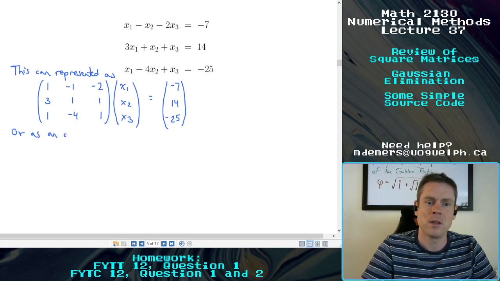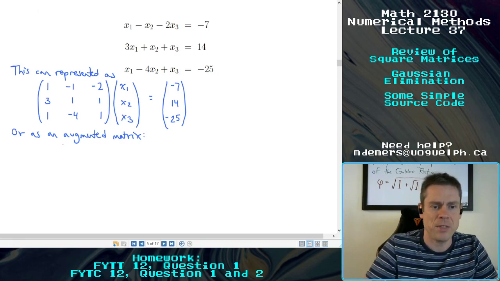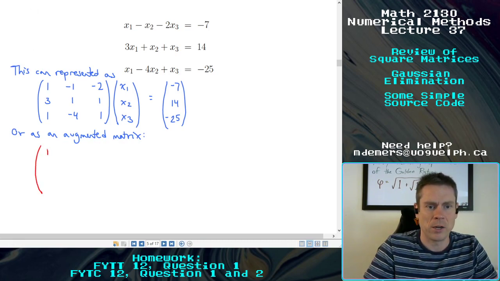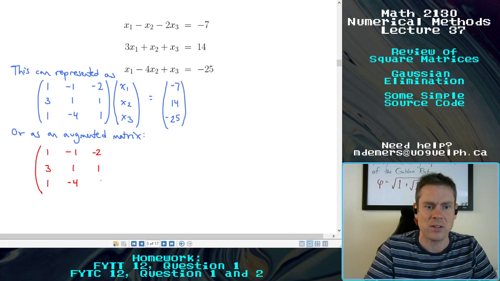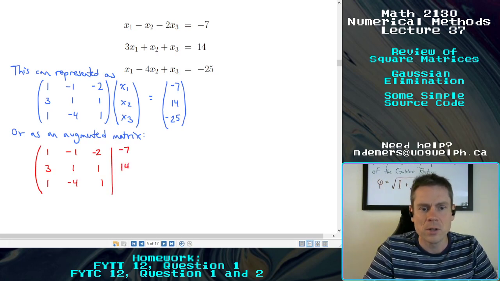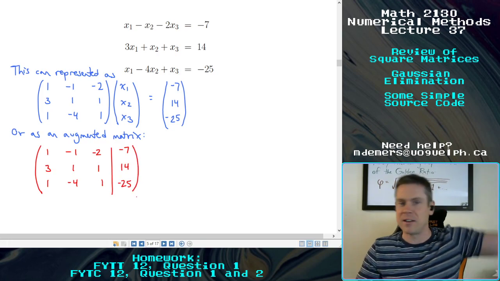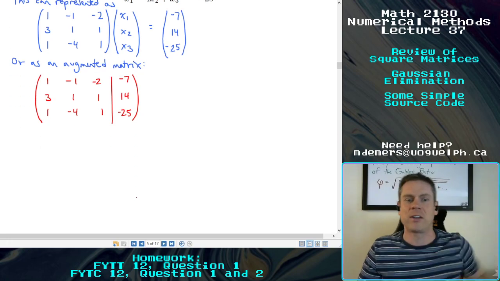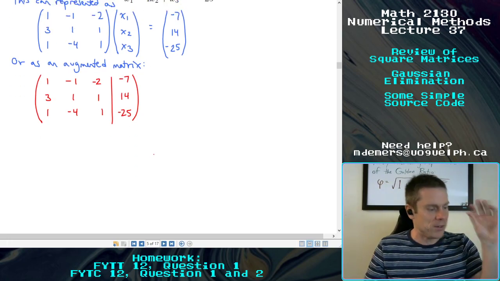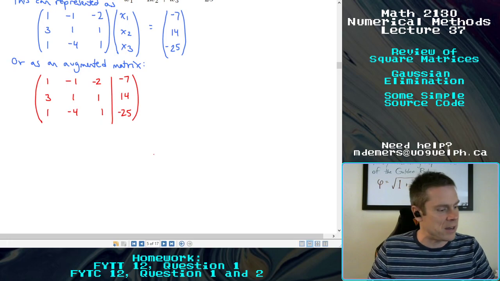Or, as an augmented matrix, this. We're going to go with 1, minus 1, minus 2, 3, 1. Take your time with this. It's so easy to accidentally put in the wrong sign, and then you get screwed. The problem with any linear algebra stuff is that one little mistake tends to cascade, and then everything looks like a nightmare. So just be particular, be careful, and you'll be okay.